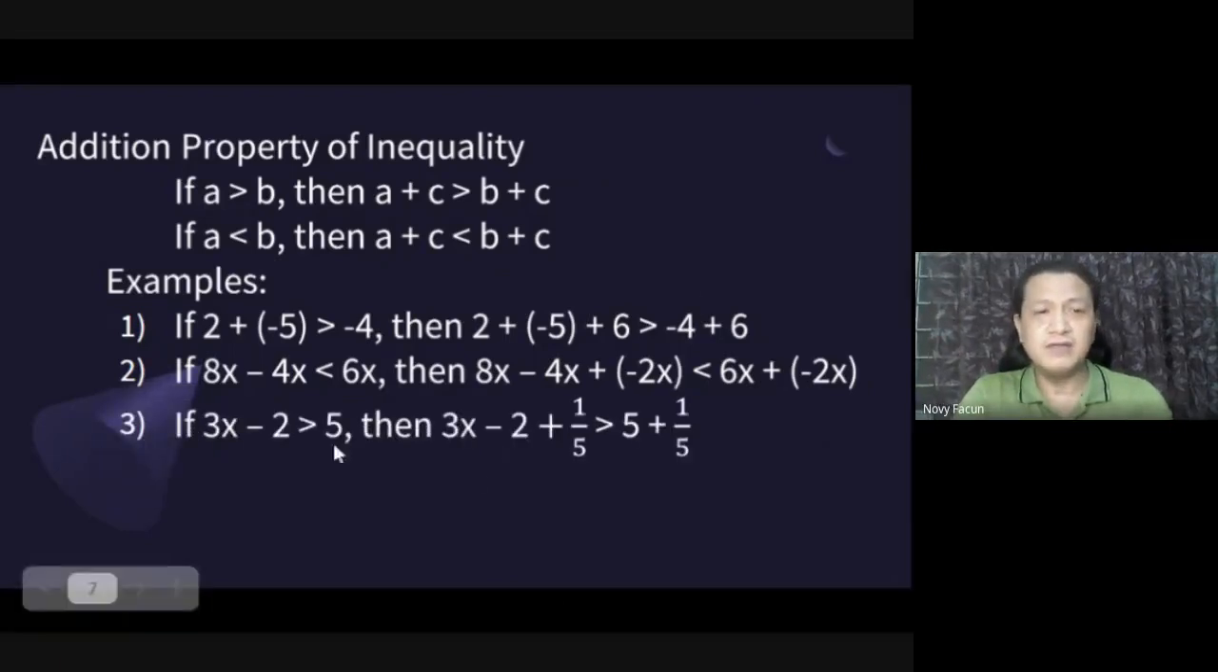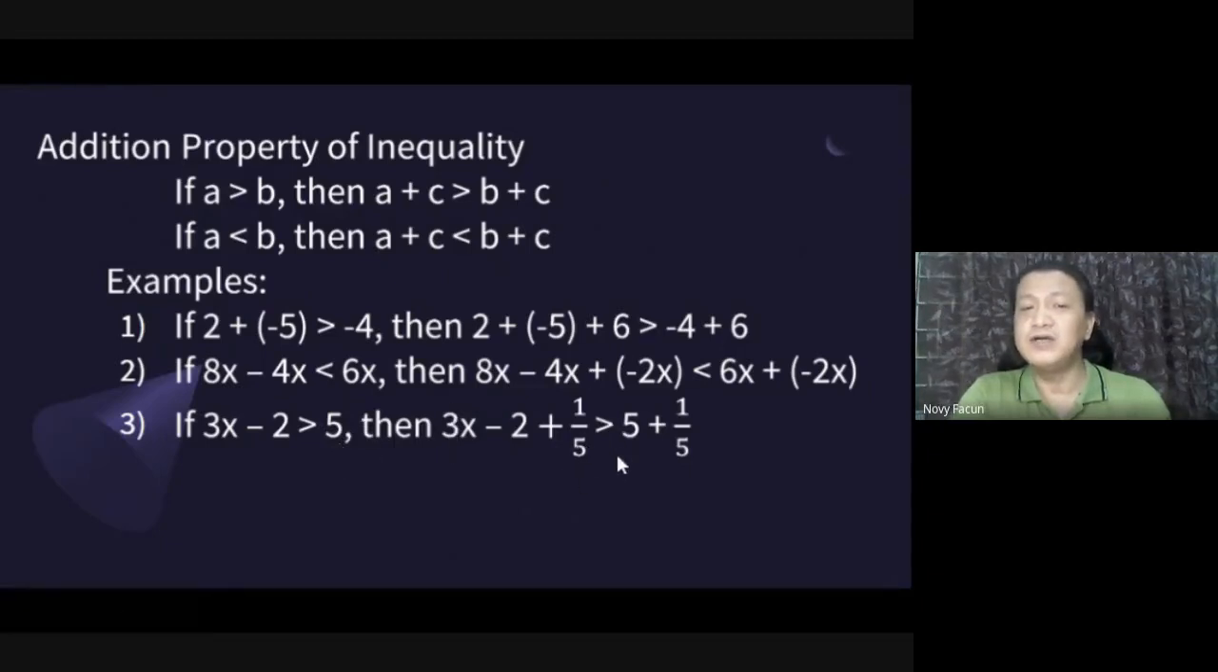And we have number 3. If 3x minus 2 is greater than 5, then 3x minus 2 plus 1 fifth is greater than 5 plus 1 fifth. So, dito naman nag-add ako ng 1 fifth on both sides of the inequality. And that is addition property of inequality.